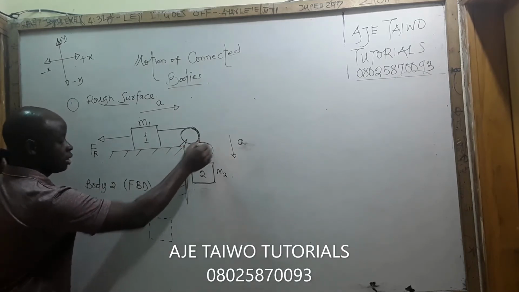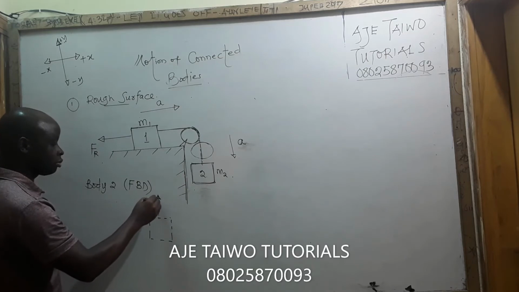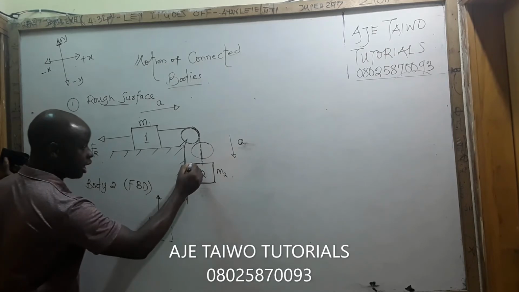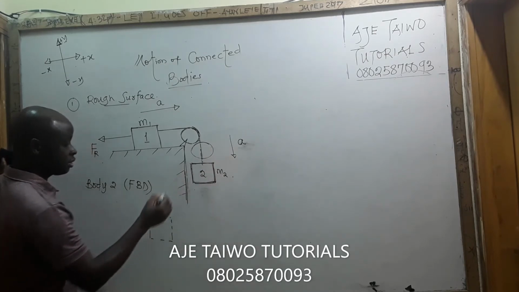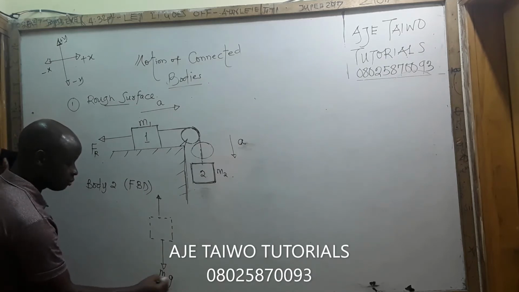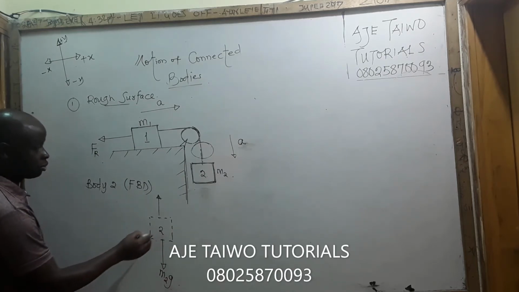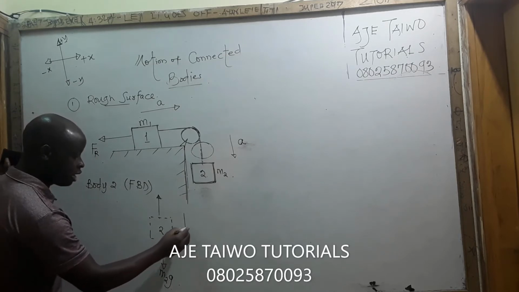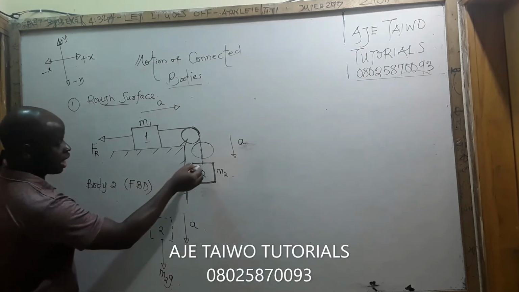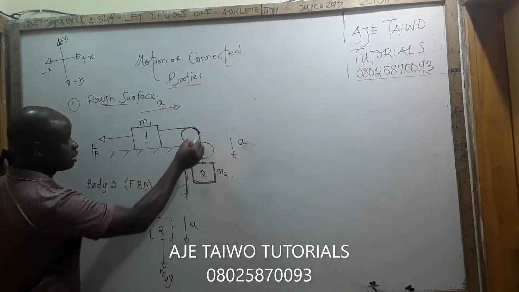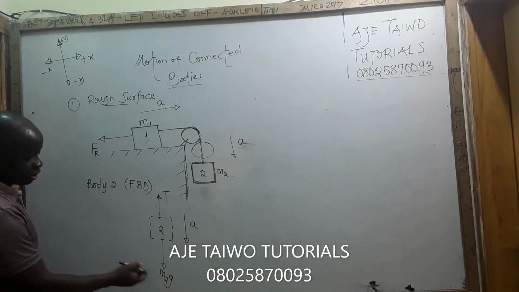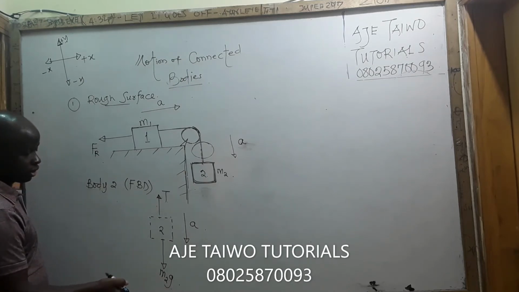This is a rope. There will be tension on this rope. There will be tension on that rope. This body has a weight. So this is the weight acting downward, which is M2G. This is your body 2, and it's moving downward with acceleration A. This tension here: whenever you detach this body from this rope, there will be tension left on that rope. So this is the tension here. This is M2G.